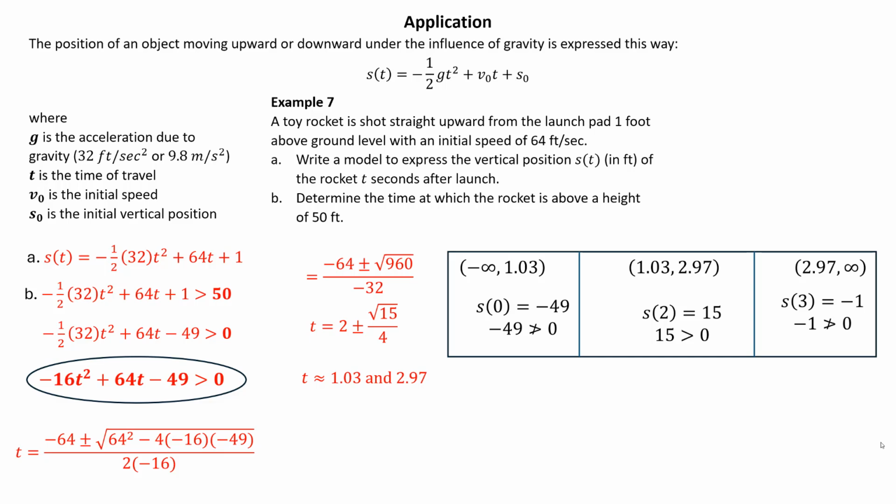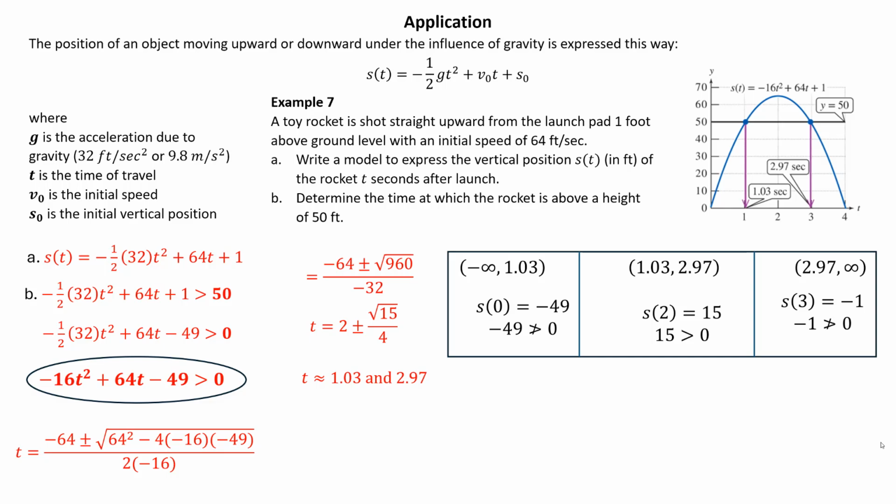So the only time that this function comes out to be greater than 0 is between the x values 1.03 and 2.97. So what this tells us in this context is that the rocket is above 50 feet between 1.03 seconds and 2.97 seconds after it's launched. And you can see if you graph the parabola that this quadratic equation represents, that is where the function is above 50 feet, where the y values are above 50, between 1.03 and 2.97 seconds.